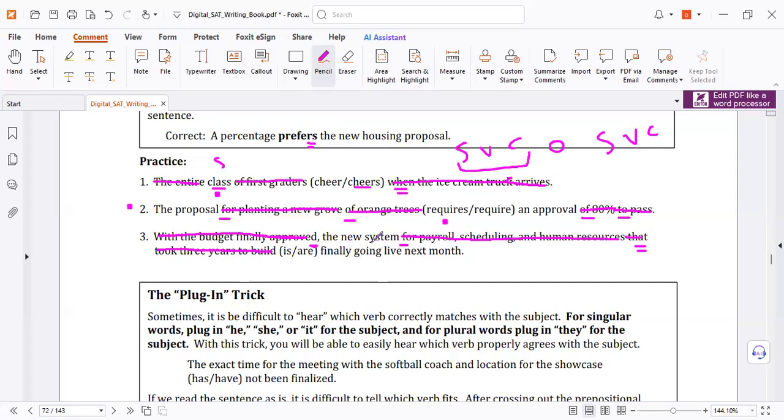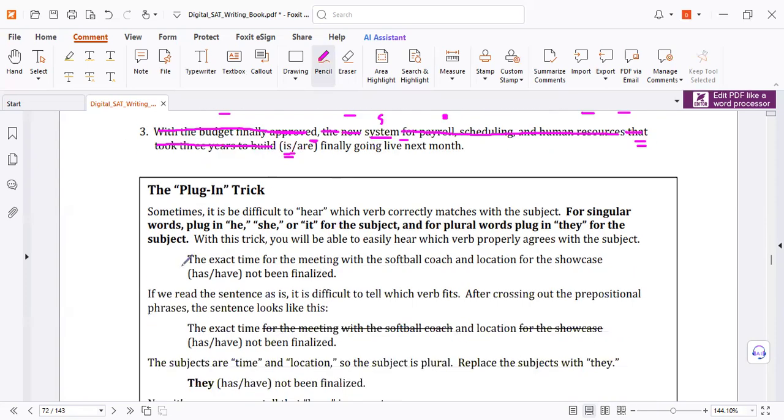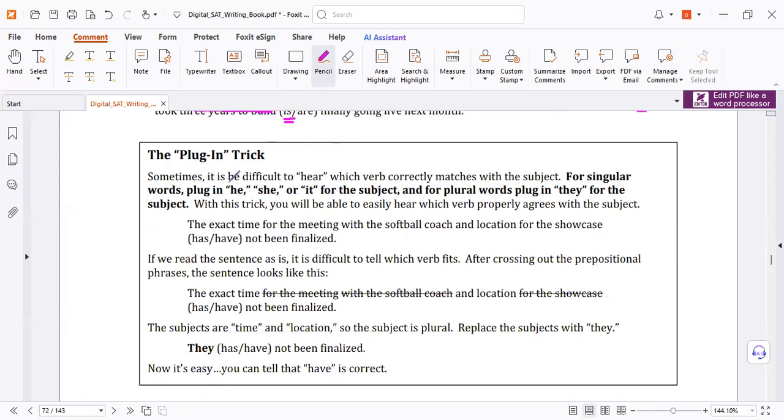So we're talking about the system. The adjective new, delete. The subject must be a noun or pronoun. So the subject is system, is. I follow the rules. Don't use your sense at all. Don't ask yourself what is finally going live, you will be confused. Be careful. Plug-in tricks means don't care about anything, but care about the rule.